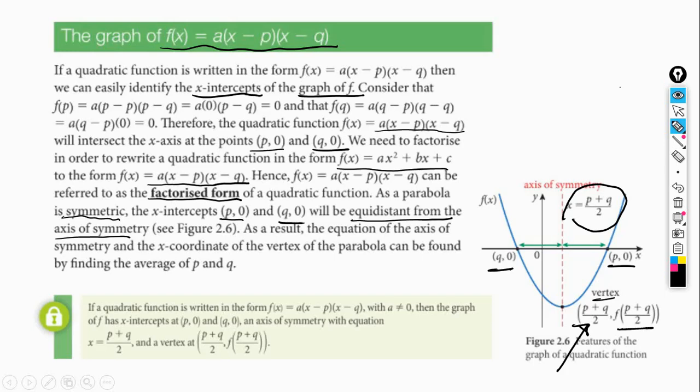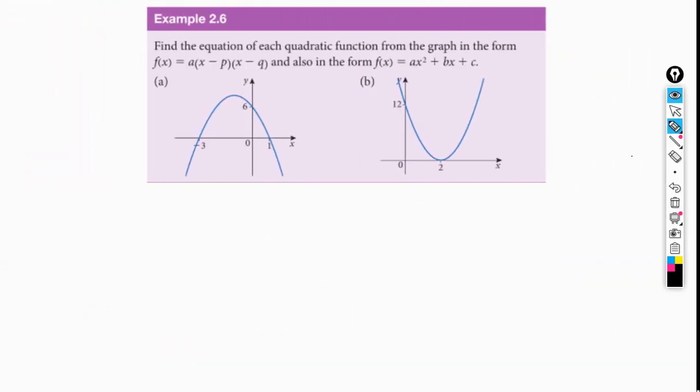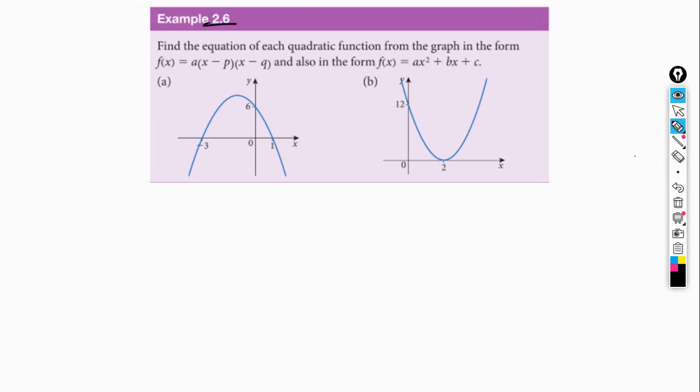And then the y-coordinate of the vertex would be the result of plugging that into the function. That's why it says f of (p plus q) divided by 2. So now let's take a look at example 2.6. It says, find the equation of each quadratic function from the graph in the form f of x equals a times (x minus p) times (x minus q), and also in the other form, the standard form.